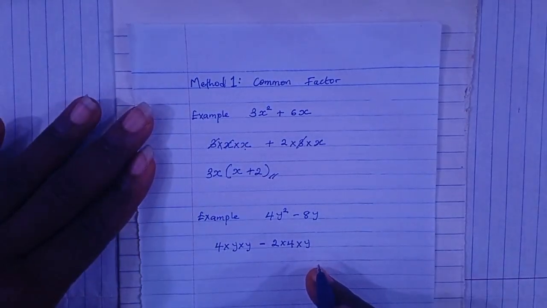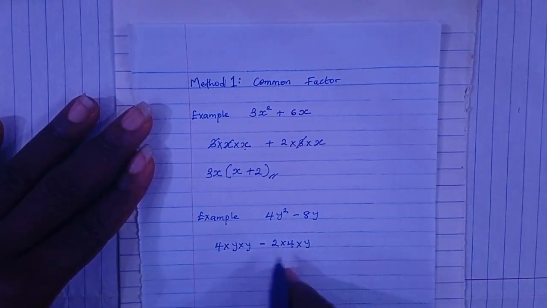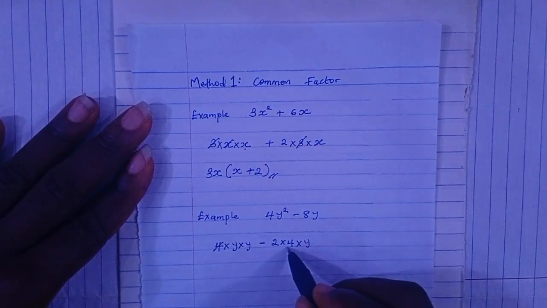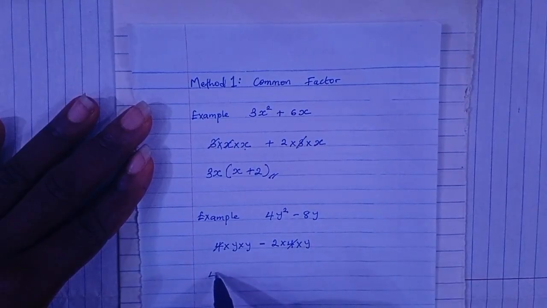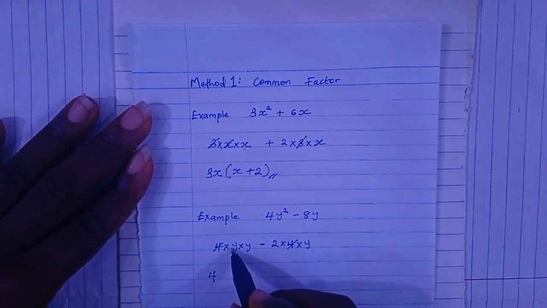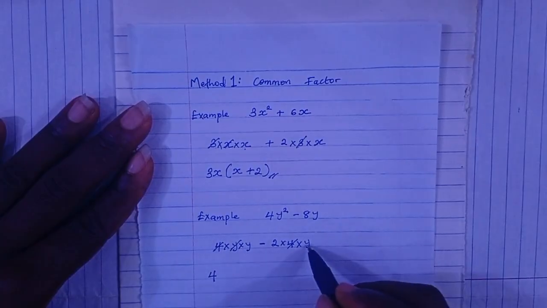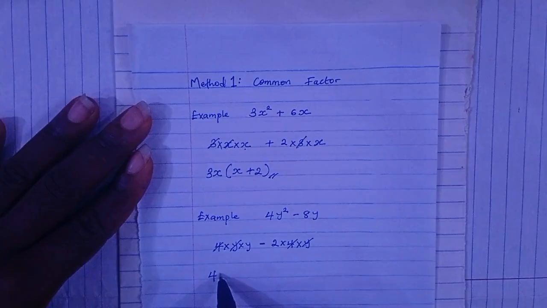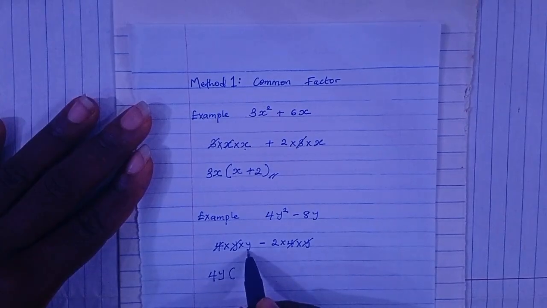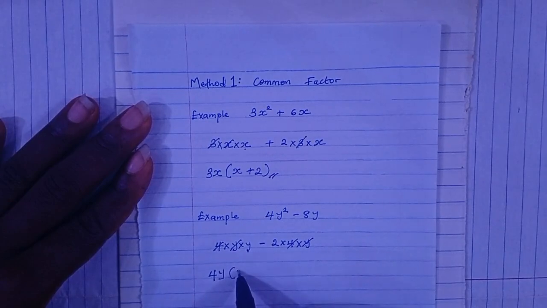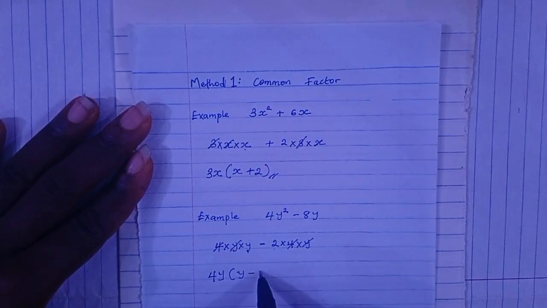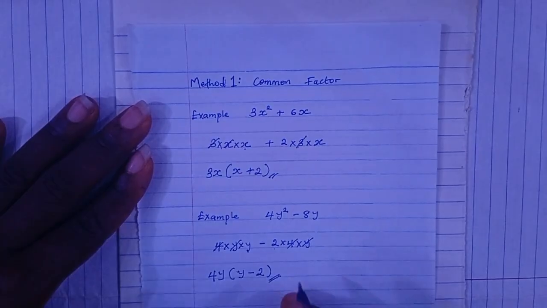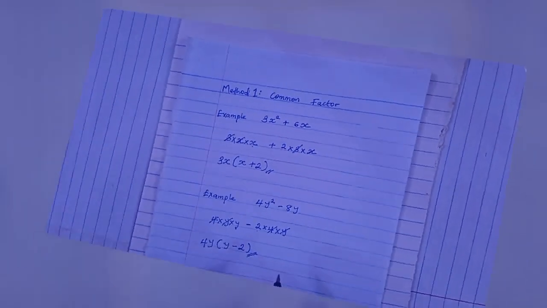So the common factor here and here is 4. You can see 4 here, so we write out 4. We can equally see y here and y here. We write out y. Here is remaining y. We write our y minus, here is remaining 2. We write our 2. So this becomes our final answer.